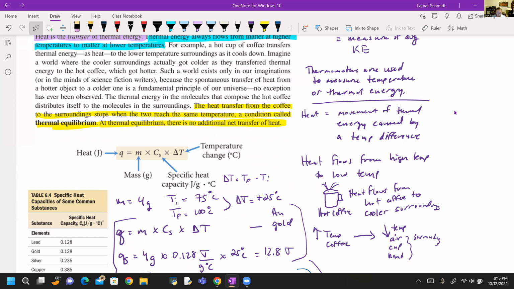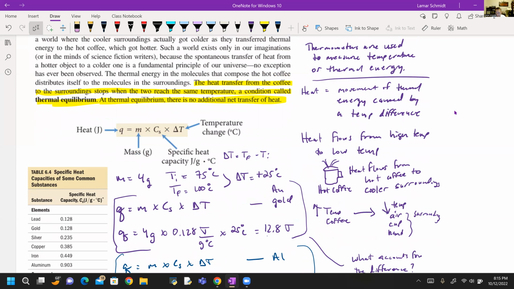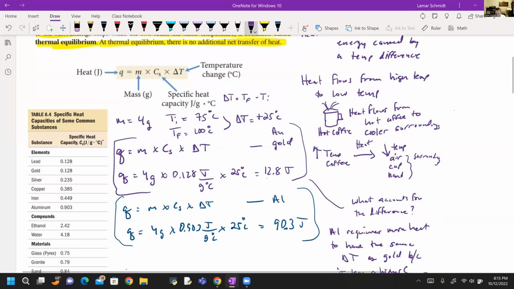So if I had a hot cup of coffee, heat is going to flow from my hot cup of coffee to the cooler surroundings. So I have a high temperature coffee and low temperature air, cup, hand. The heat moves this direction. Heat moves from the hot to the cold, the higher temperature to the lower temperature. And this air, cup, hand, imagine I'm holding the cup of coffee, probably not too hard to imagine, we would call that the surroundings. All right, and so there we go.